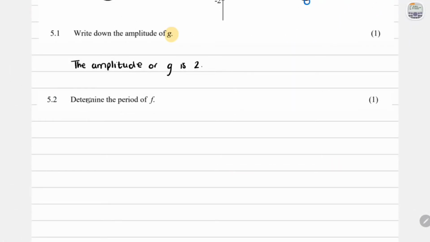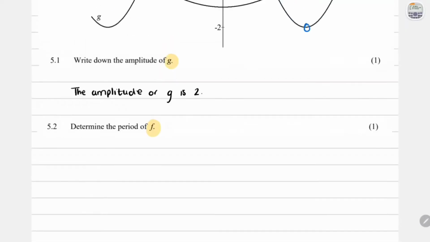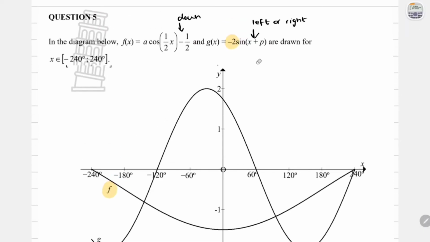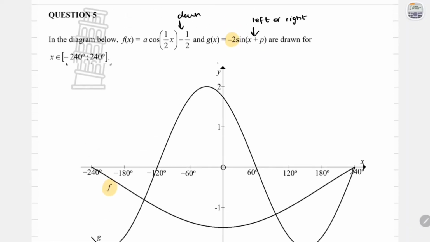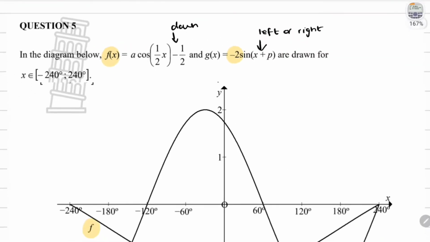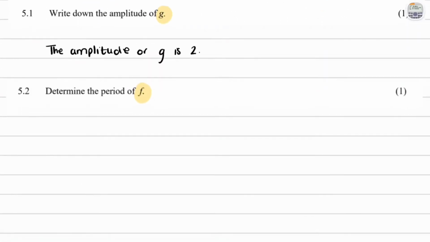The next question, 5.2, says determine the period of F. So let's look at the graph F. The graph F is this one, which is our cos graph. Okay, so the period of F. So here's the thing. Do you see that next to your x, we have a coefficient? So it means that the period has been altered. The period has now been changed. And this is how we can find it.